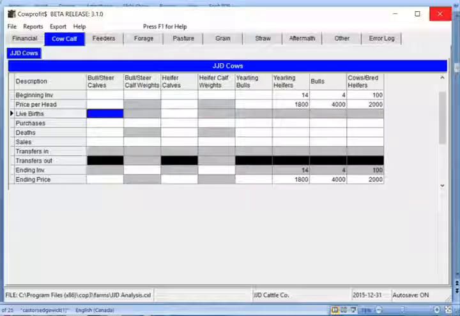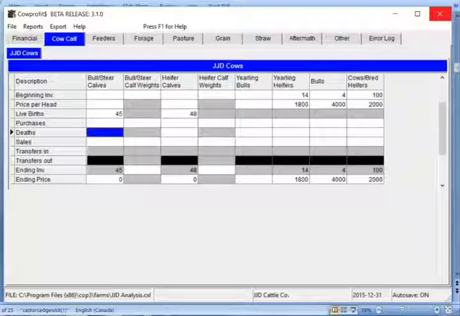And so now again we're working left to right. Live births, how many calves were born? So from a different part of my case study, I find that there were 45 bull calves and 48 heifer calves. And so now down to the next line, there were no purchases whatsoever, so we can again proceed down to deaths, and there was 1 bull calf that died, and there were 2 heifer calves that died.